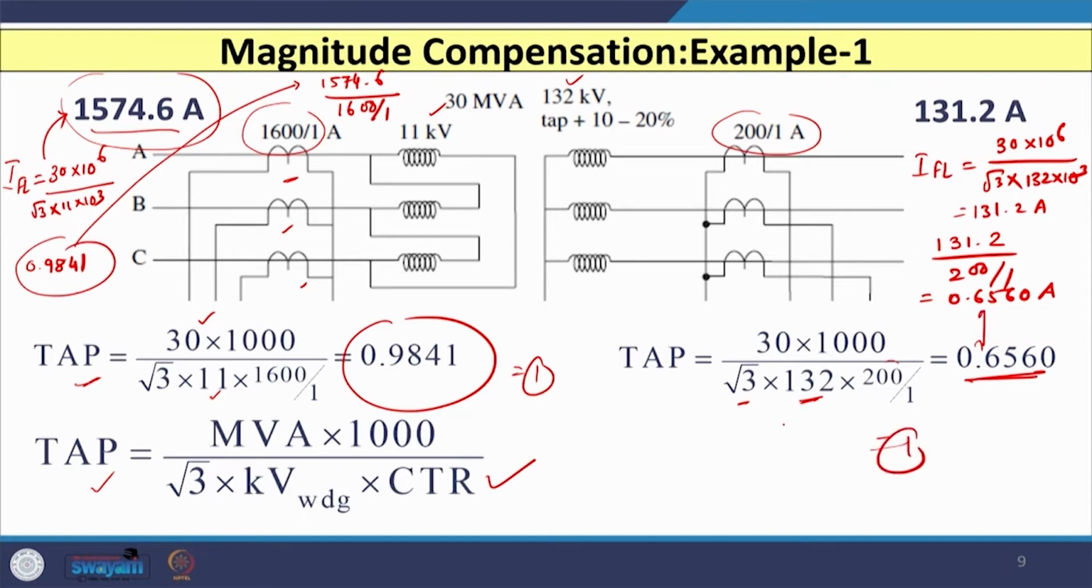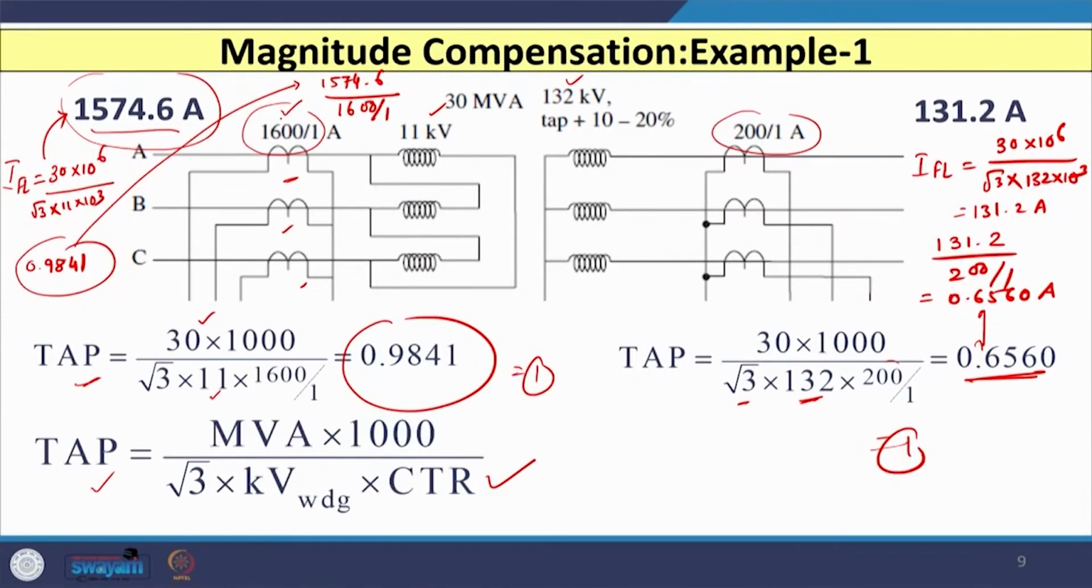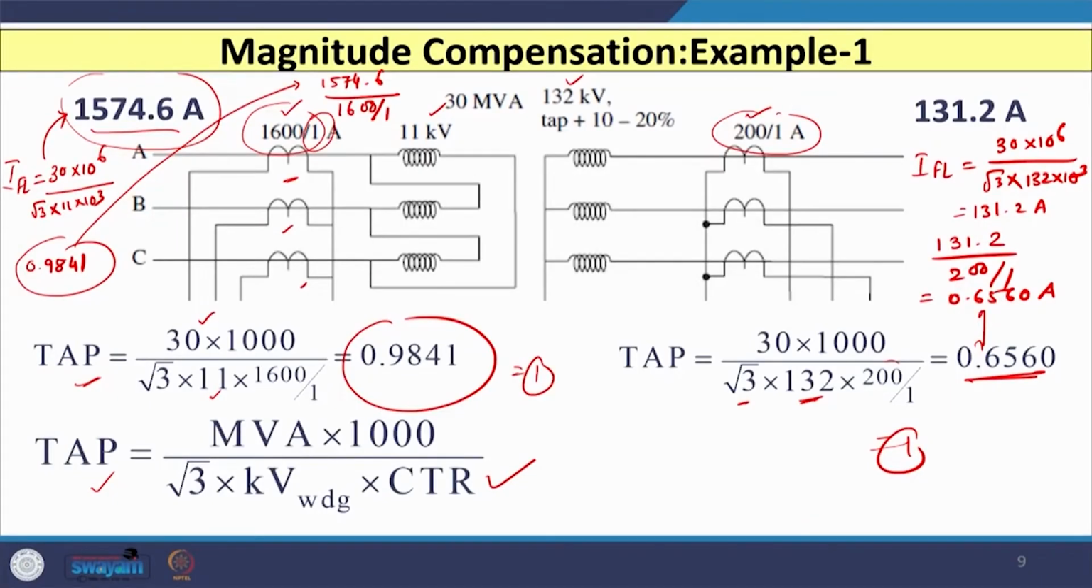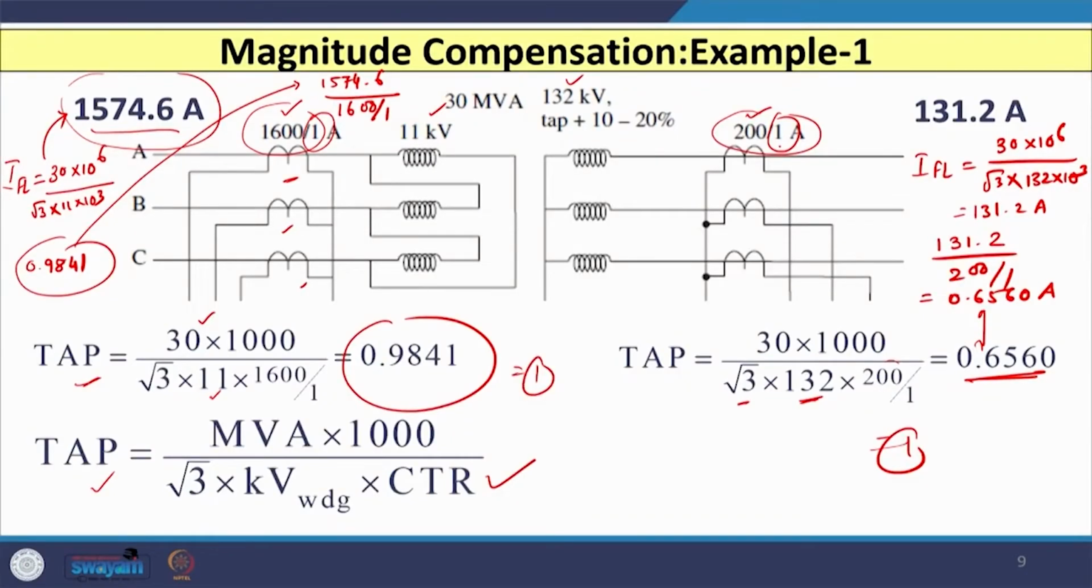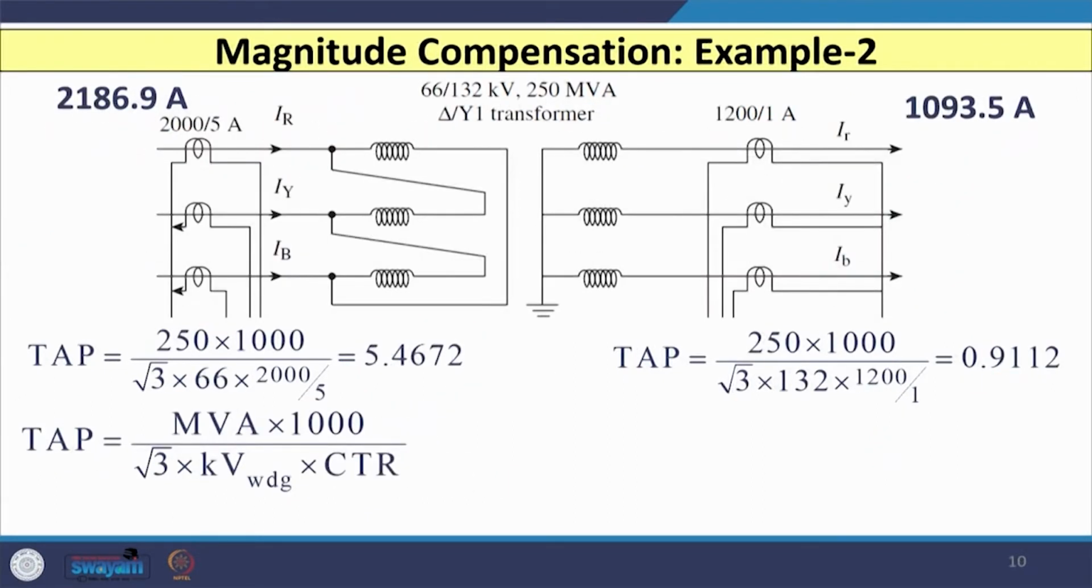So, this is how the magnitude compensation is obtained if we use the digital relay. Here you can observe that the primary of the CT, 1600 here and 200 there, these two values are different. However, the secondary of the CT on both sides is the same. Now, let us consider a second example where the secondary of the CTs are also different. The primary and secondary values of the CTs on both sides are different, and in that case, let us see how we can obtain the magnitude compensation.